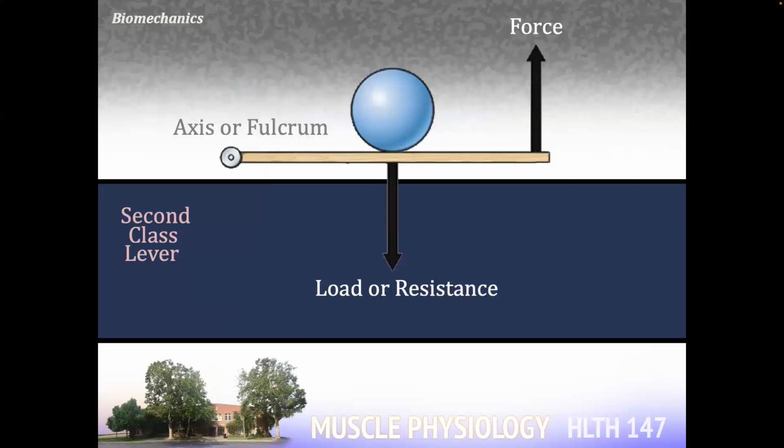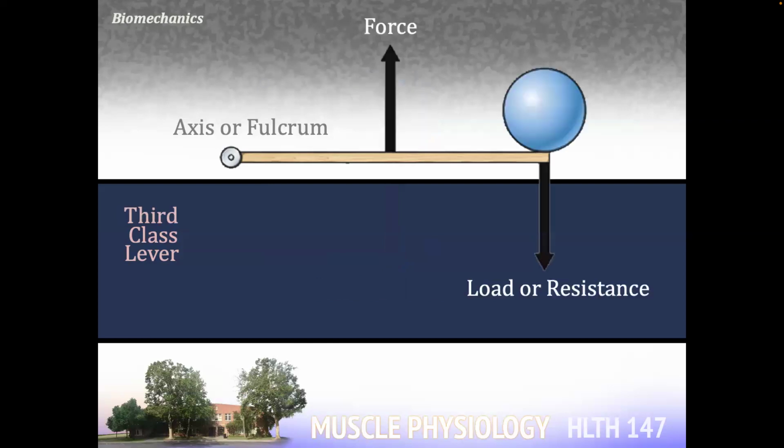A second class lever, remember, is the fulcrum on one side, the load in the middle, and then the force on the far end. And this one always has a mechanical advantage because the force is always farther away than the load is, which means the moment arm of the force or the muscle is always longer than the moment arm of the load. So that's a second class lever.